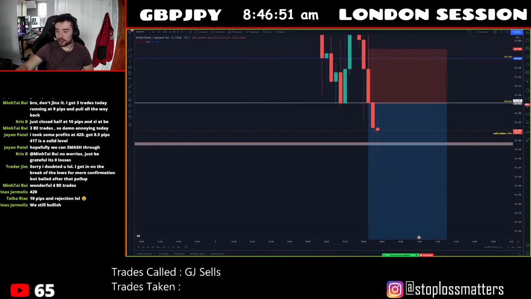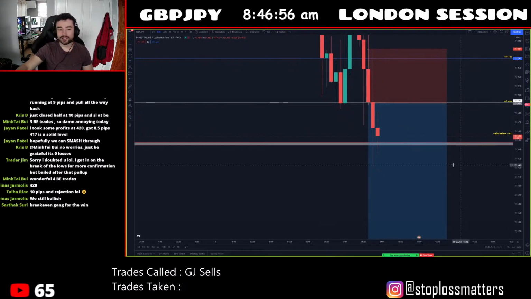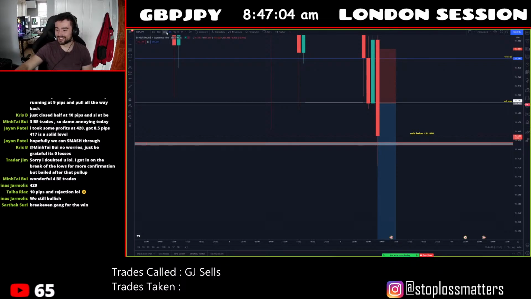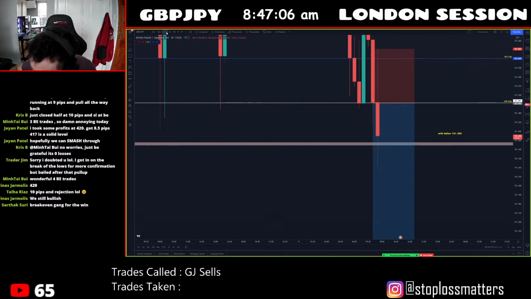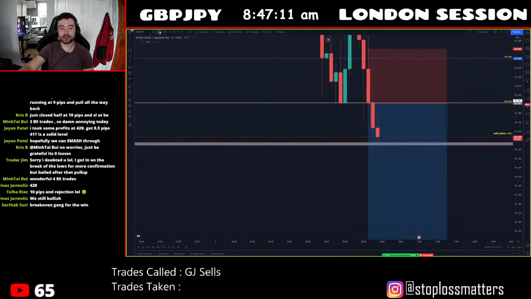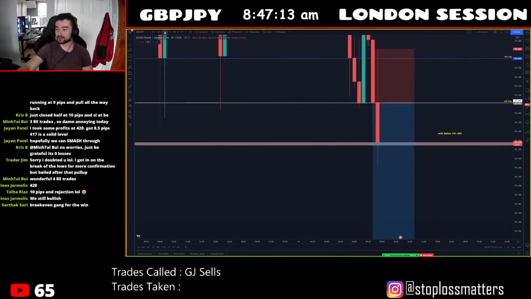So sorry I doubted you. I got in on the break of the lows for more continuation, but bailed after that pull up. This will continue now, guys. And that's a load of bullshit again. 4 break-even trades and 9 pips. Oh my god. I have literally had so many break-even trades from 9 pips this week. It's fucking ridiculous. But we move.